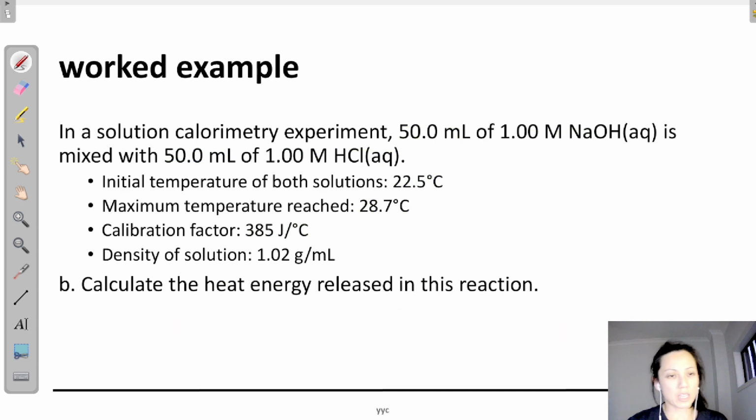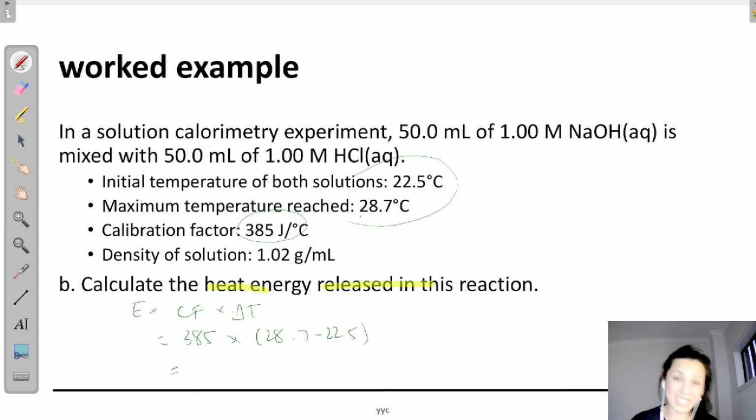The next question says, let's use this information to calculate the heat energy released in this reaction. Remembering that we can figure out the energy released into the system, that means that the energy released into the system caused the temperature change. So by doing that and knowing that we've got the calibration factor, it's this. And the temperature change is... So the energy that got released as a result of this reaction is... So as a result of this reaction, we know that over 2,300 joules was released.